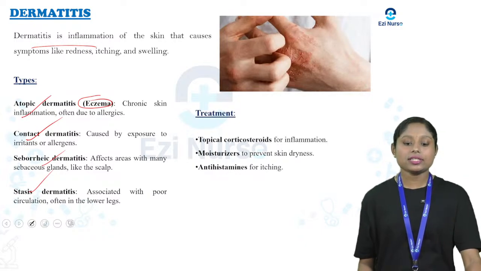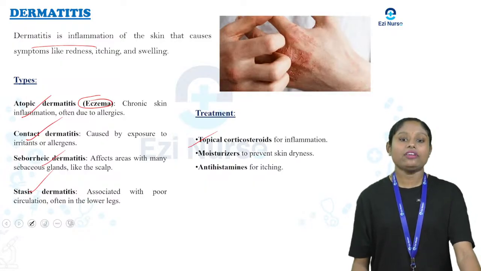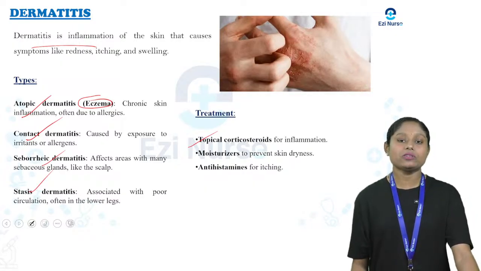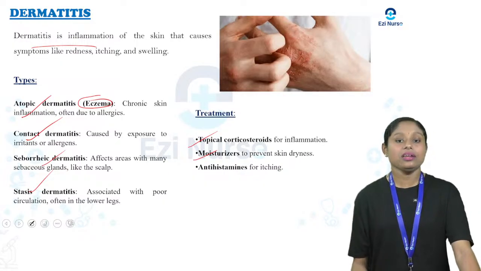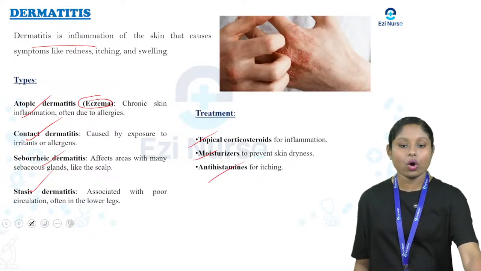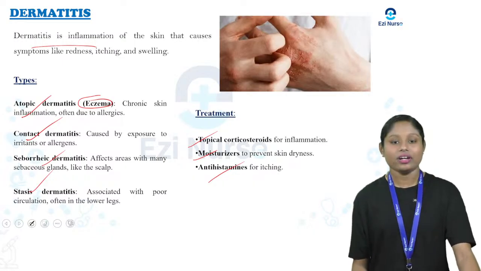So now let's discuss the treatment. What is the treatment? Topical corticosteroids for inflammation, as we need to reduce inflammation. Moisturizers to prevent skin dryness. Antihistamines for itching. So these are the main medications or management in the case of dermatitis.